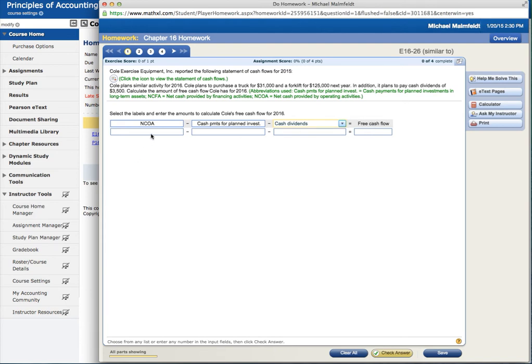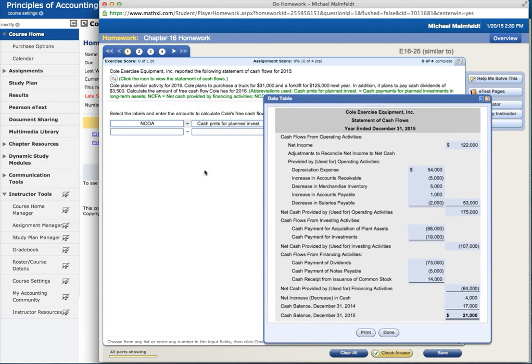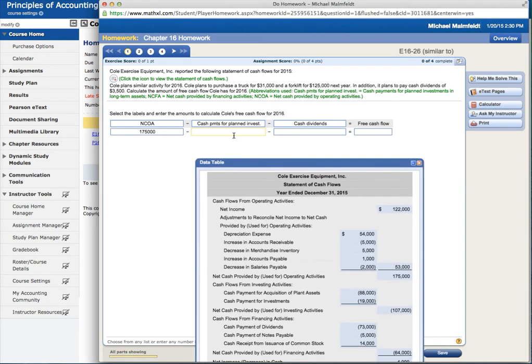So to be able to answer these, we just are going to click down on the statement of cash flows again, and this first component, net cash from operating activities. If you look right here, it says net cash provided by operating activities, $175,000. So we'll add $175,000 there, and we'll just leave that down here.